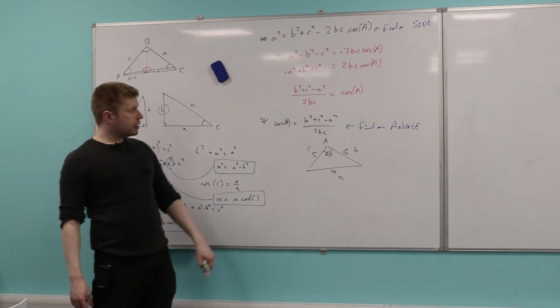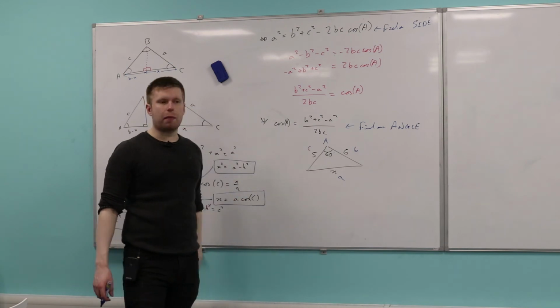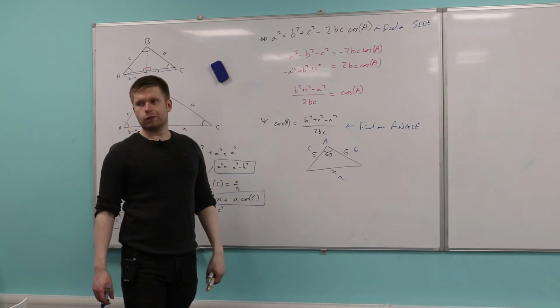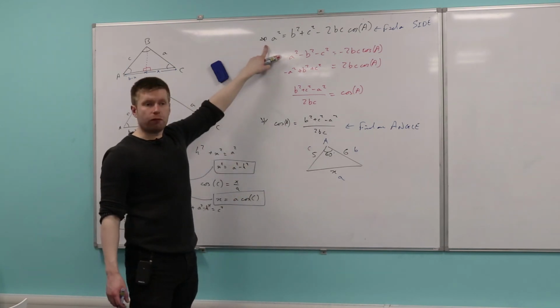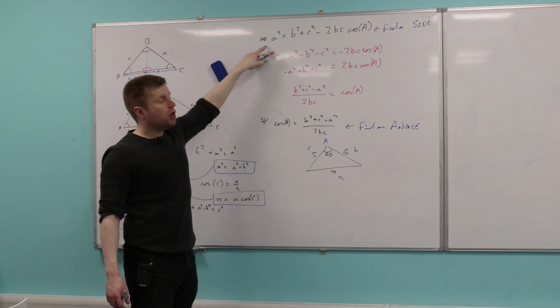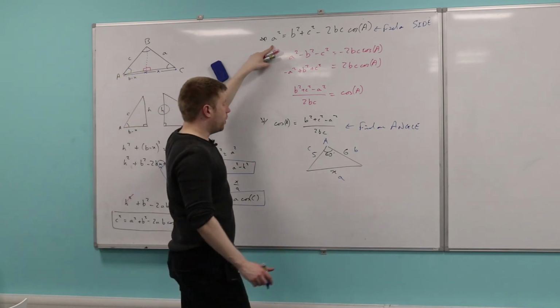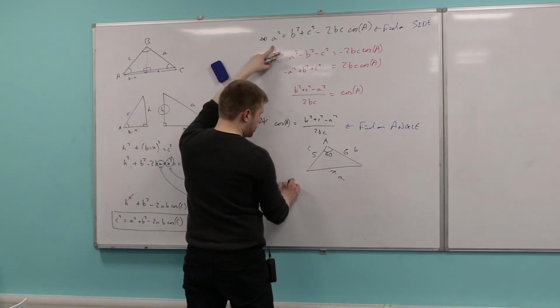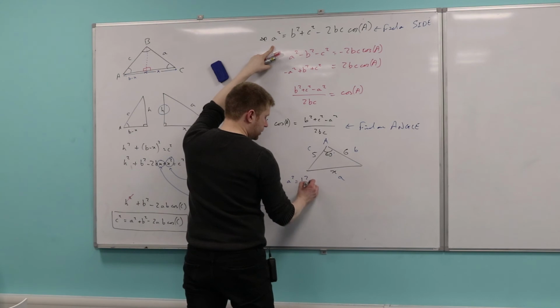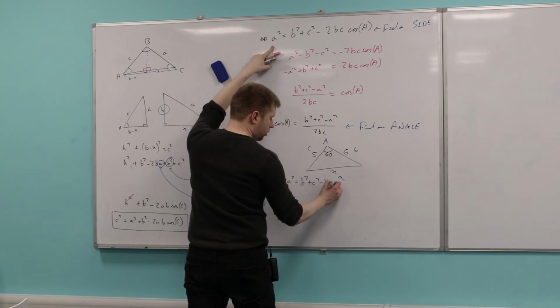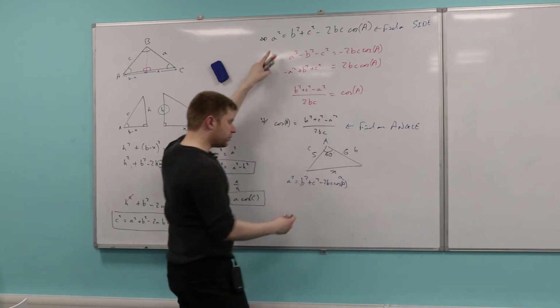So now what I do is I think, well, am I finding an angle or am I finding a side? A side. So I'm going to opt for that top formula because it's in terms of a side. Remember, these two formulas are the same, they're just rearranged. So let's go for the top one. So I'm basically saying that a squared is equal to b squared plus c squared minus 2bc cos A. And then I just fill in what I have.